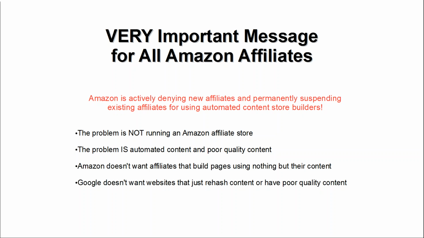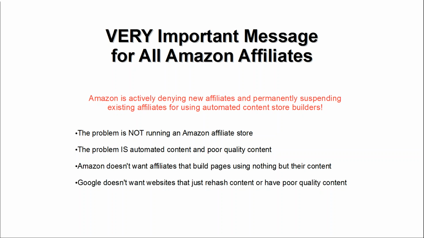Typically, it's a strategy that's designed to snipe traffic off of Google, people that are already interested in a product and are already going to find that product on Amazon eventually. And they just want to intercept them and pass them through this e-commerce store and generate a commission off of them. But Amazon has caught on to this trick, and they're doing something about it. They're actively denying both new affiliates and permanently suspending existing affiliates that are using this type of software.